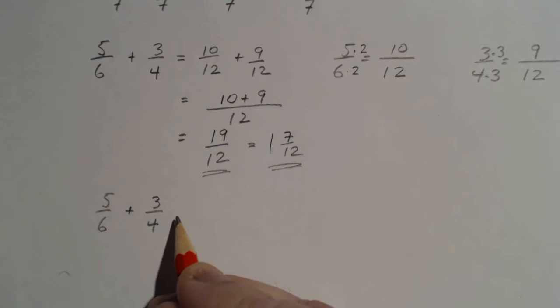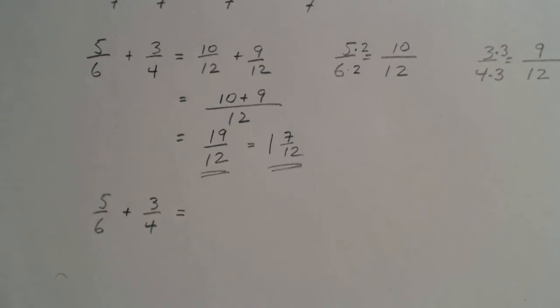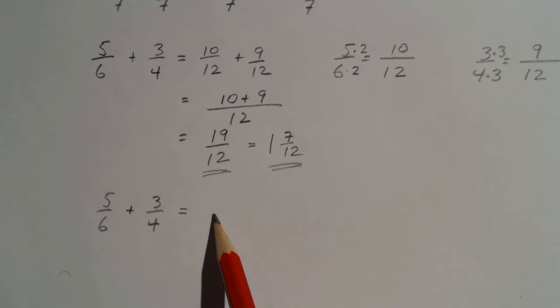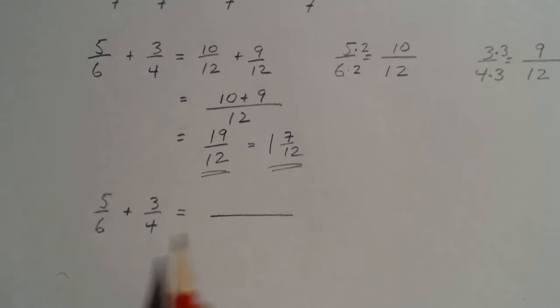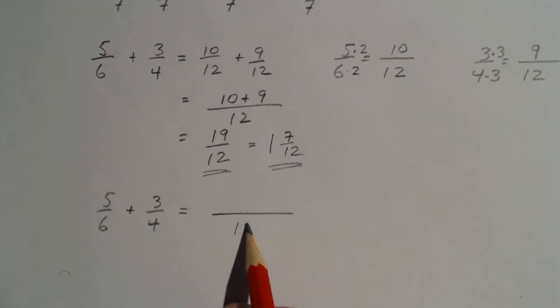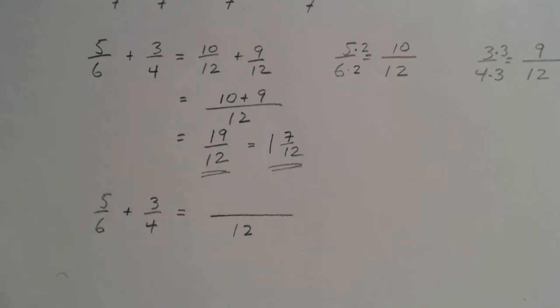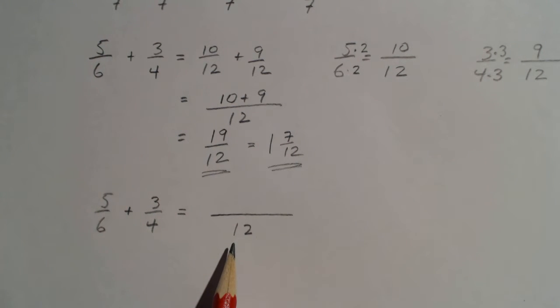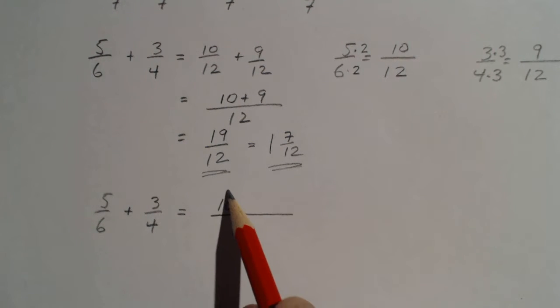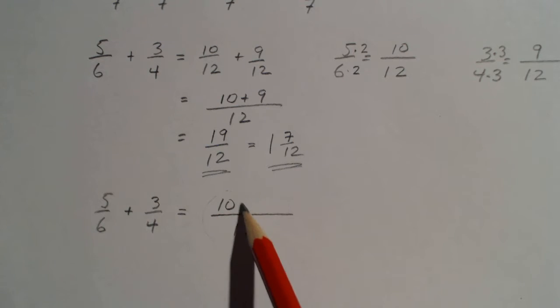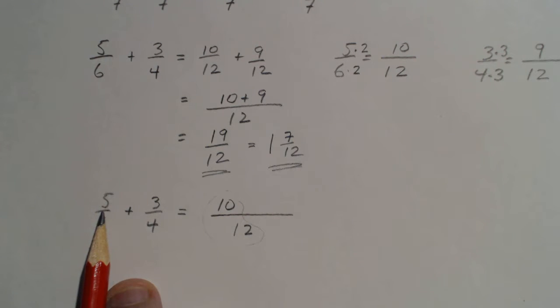Now what we can do, we can go 5 over 6 plus 3 over 4 and get the common denominator immediately. And the common denominator will share the same numerator. Now the common denominator, as we said, is going to be 12, so we write 12 there. And then we go 6 into 12 2 times. 2 times 5 gives 10. So now I've actually found the numerator for this first fraction.